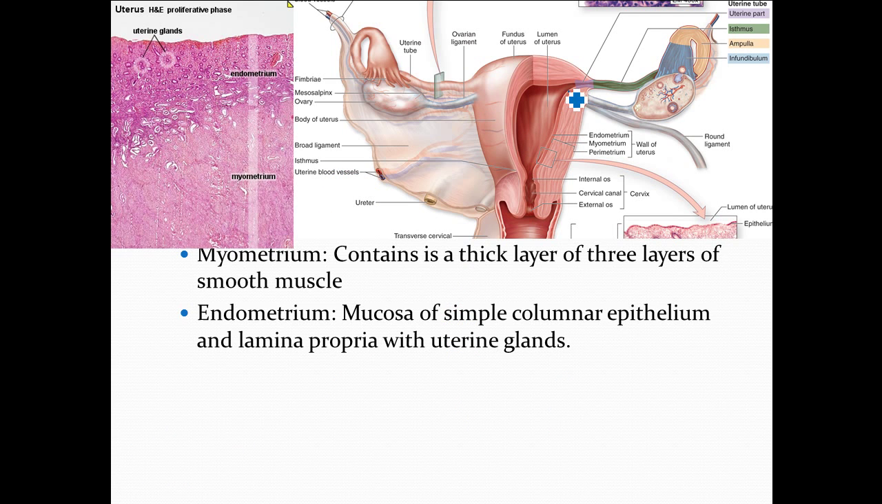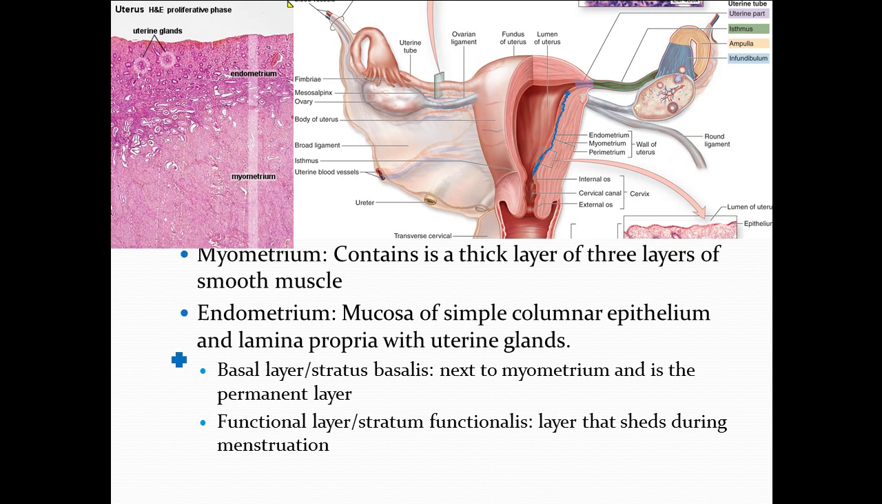The endometrium is this internal layer made up of simple columnar epithelium and lamina propria, and it has these glands called uterine glands. There are 2 layers of the endometrium that you'll need to know. One is the basal layer, which is just this part over here. The basal layer doesn't get shed during menstruation, while the functional layer, which is this top part, does get shed during menstruation. Like we mentioned earlier, the endometrium has these glands. These are the uterine glands.